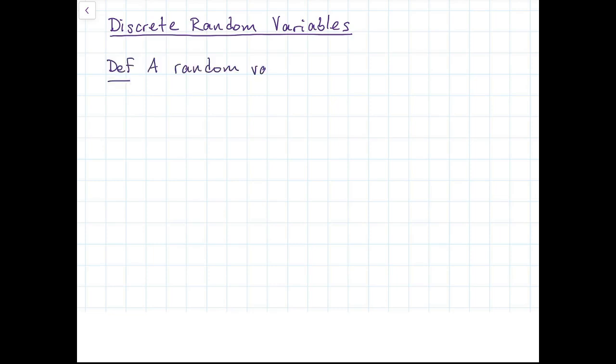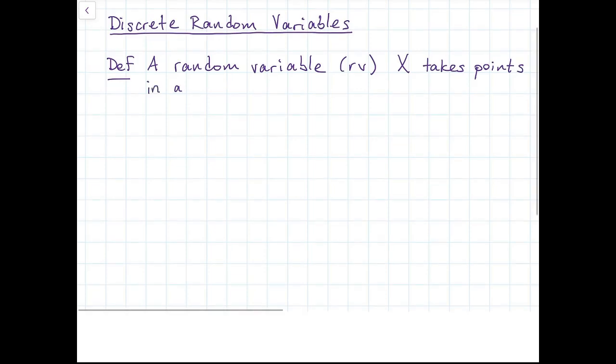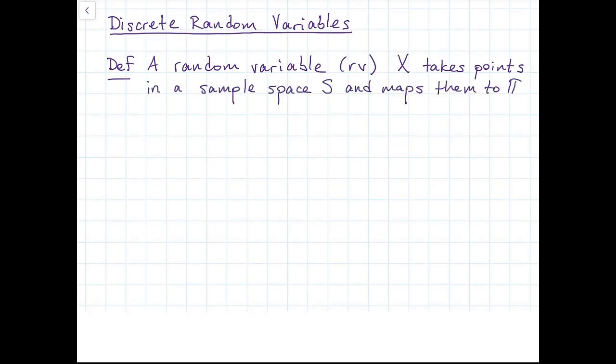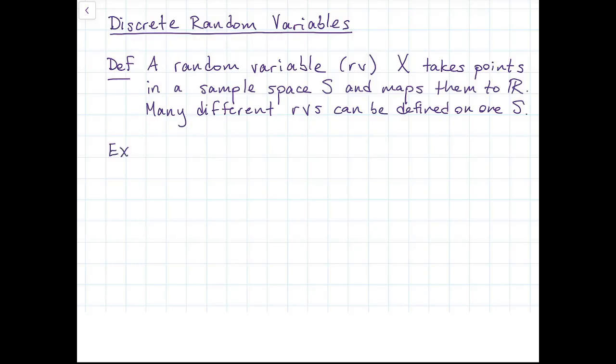In this video, we're going to talk about discrete random variables. The definition of a random variable is that it's a function, which we often call X, that maps points in a sample space to real numbers. It's kind of similar to a probability, although it doesn't have to obey any axioms. And many different random variables could be defined on the same sample space.